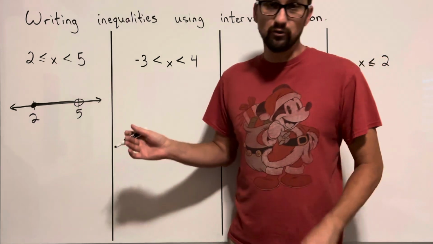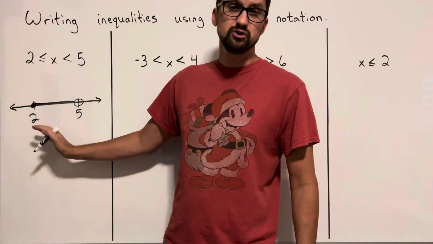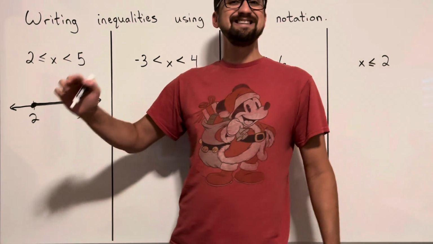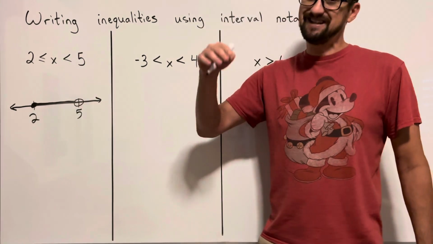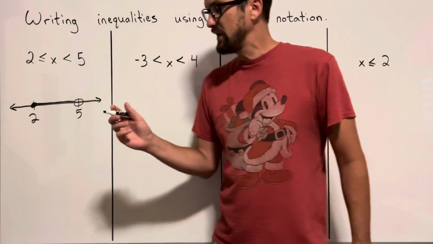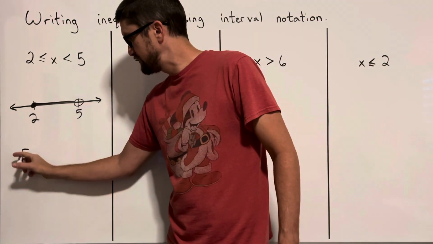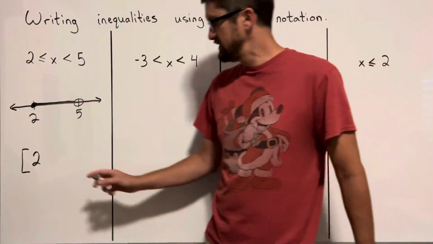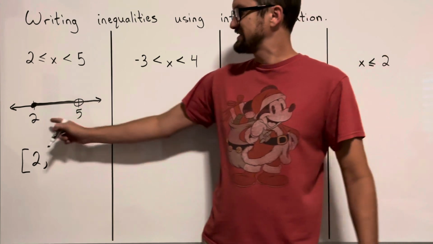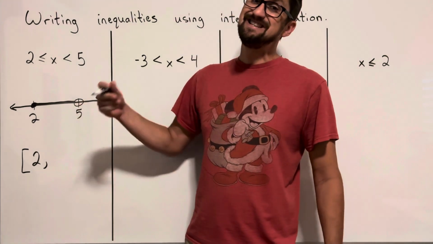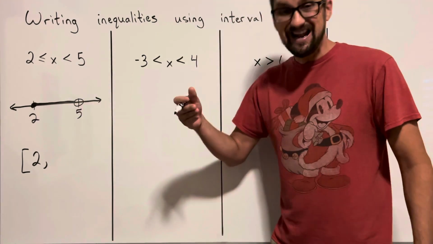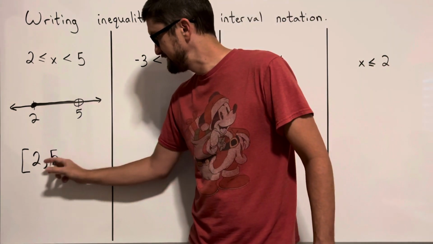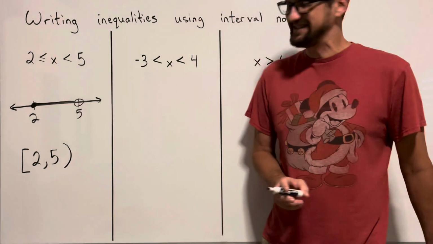If you want to use interval notation, what you do is you start from the lowest. So in this case, 2. 2 is included. When it's included, you use a square bracket. So we're going to put a square bracket and then write 2. And then you'll put a comma, and then x goes all the way up to 5, but 5 is not included. If it's not included, it gets a parenthesis. So we're going to put 5 and then a parenthesis.